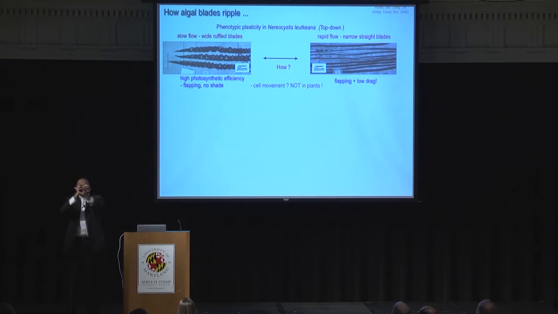But now there's a problem. And the problem is that they might get into each other's shadow. So how do they solve this? Again, I apologize for the teleology. I'm happy to talk about this at length later. So what they do in slowly flowing environments is that they end up with blades which are ruffled along the edges.